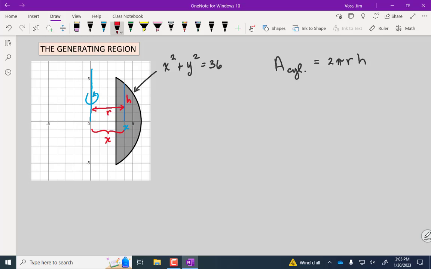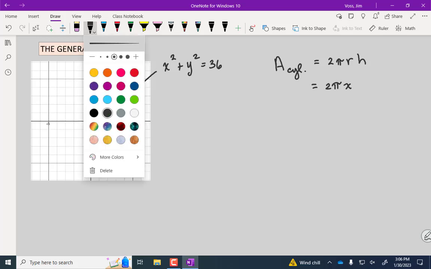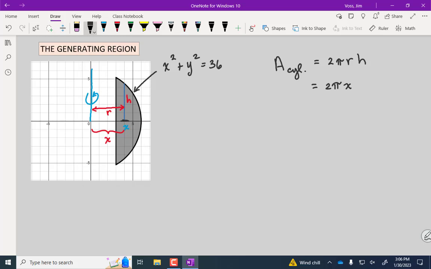Okay, so now we're at 2 pi x. And now we have to deal with the height. So here's where we have to think about the circle equation right there. We have to decide what letter to solve for. When we look at this element, it's vertical. Any vertical distance is upper y minus lower y. The lower y is just 0. That's y equals 0.